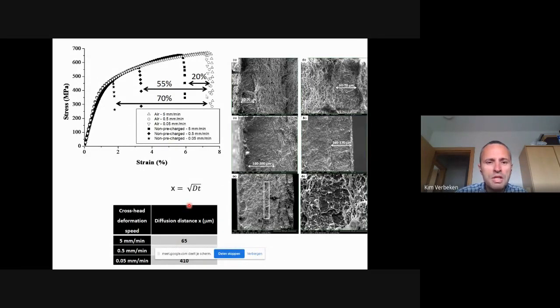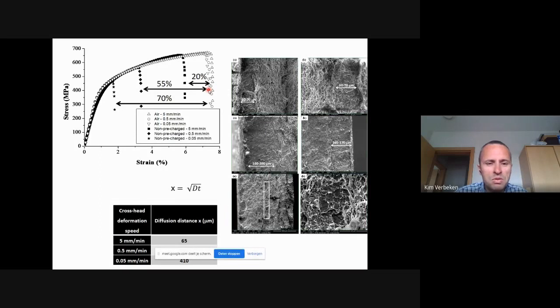So then you have the tensile tests. You see that when we do the tests in air for the different deformation rates, the curves are nicely on top of each other. So you don't see a real effect there of the speed of deformation. But when we do the hydrogen charging, then you see a clear effect.